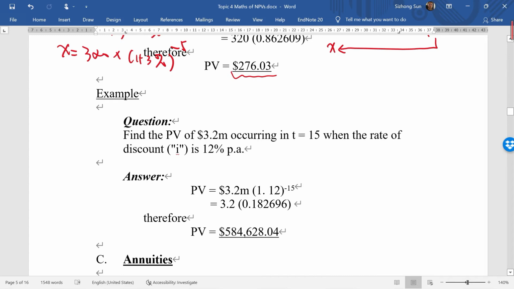Okay, one more example. Find the present value of $3.2 million occurring at t equals 15 when the rate of discount is 12% per annum. So apply the formula. Present value is the future value, 3.2 million, times 1 plus 12%, 1.12, raised to the power of negative t, negative 15. You get $628.